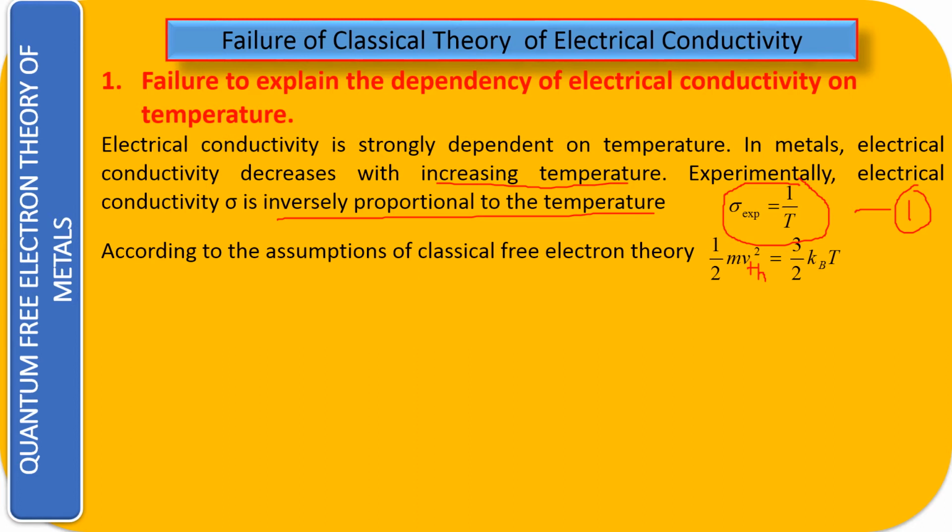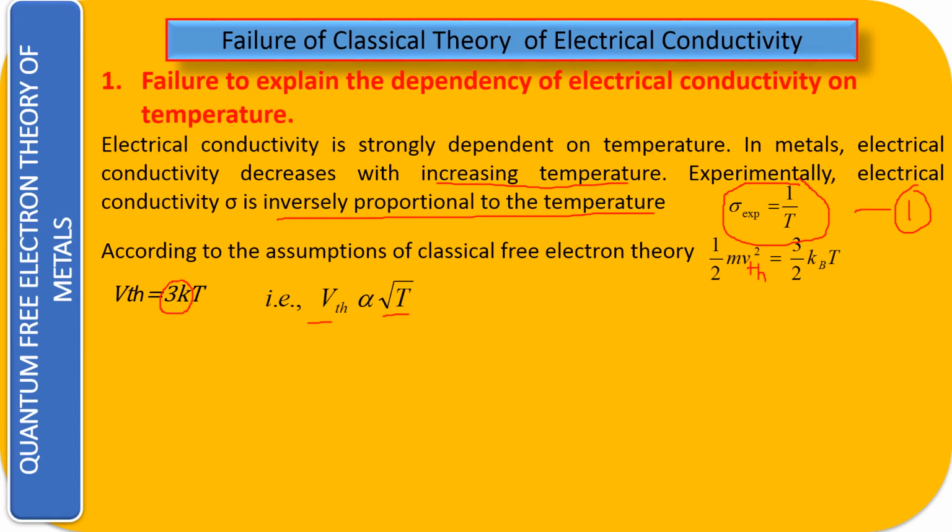Now rearrange this equation and calculate the value of the thermal velocity of the electron. The thermal velocity of the electron will equal the square root of 3kT by m. Here 3 is a numeric constant, and k is the Boltzmann constant. So the thermal velocity of the electron is directly proportional to the square root of the temperature. More thermal velocity means the temperature is more; less thermal velocity means the temperature is less. It's very obvious. There is no problem in this, right? Perfectly we can say that it follows the gas law.